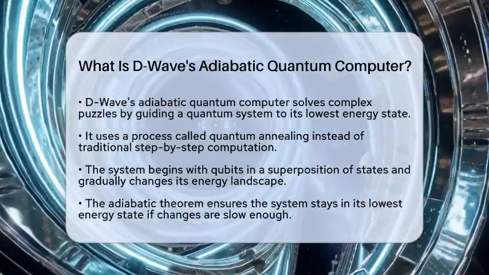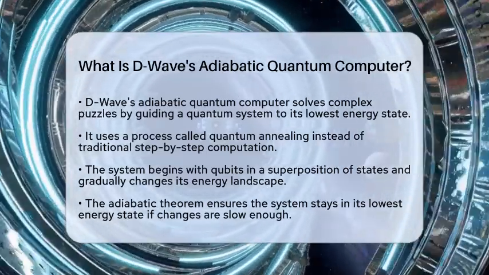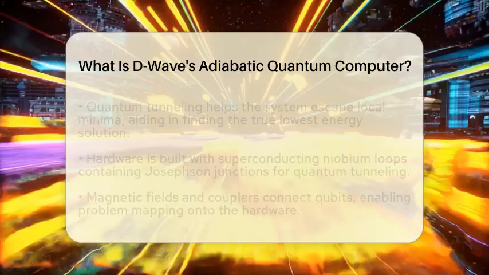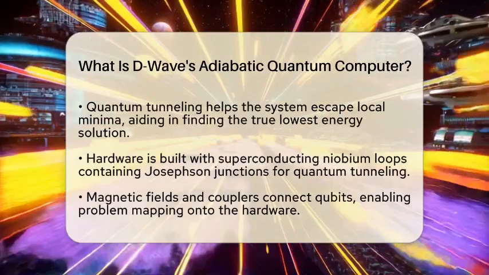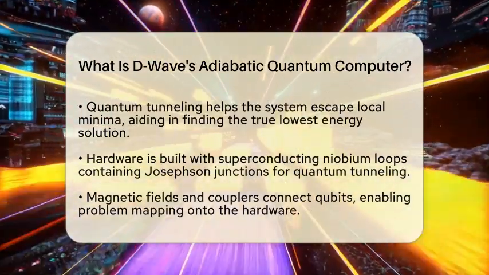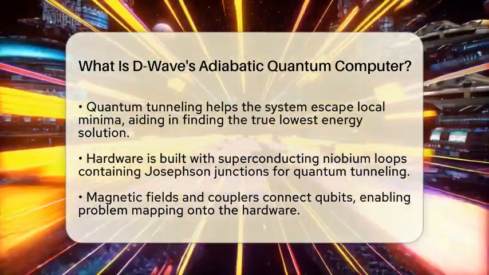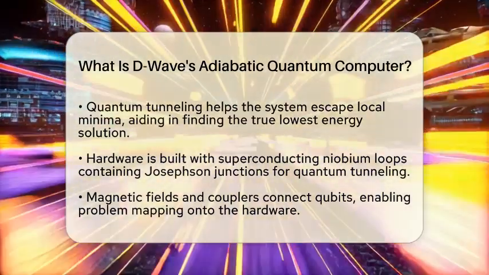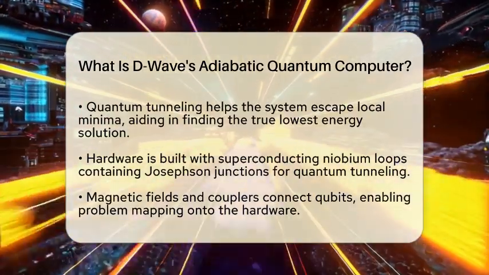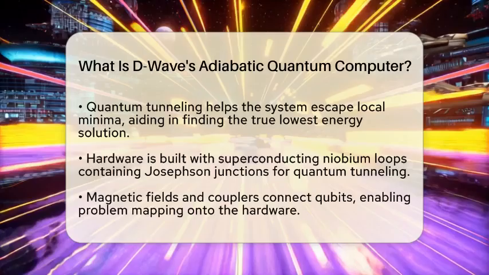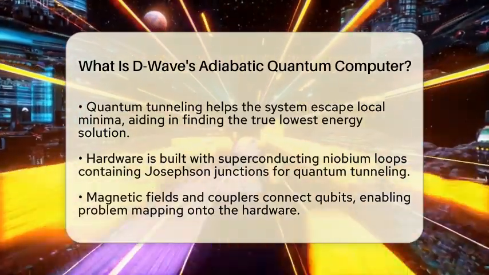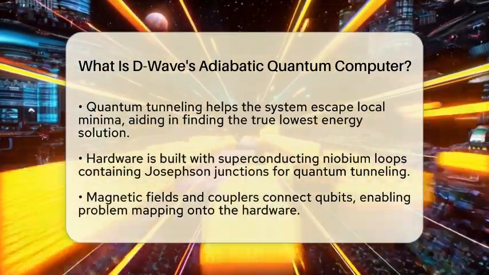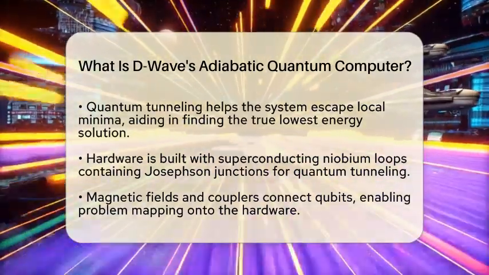The core idea behind this machine is the Adiabatic theorem. It says if you change a quantum system slowly enough, it stays in its lowest energy state. D-Wave's system begins with simple conditions and gradually morphs into a complex problem encoded in the qubits. As the system evolves, quantum tunneling helps it escape local minima, or small dips in energy, to find the true lowest point. This process is especially useful for solving problems where finding the absolute minimum is tricky for classical computers.